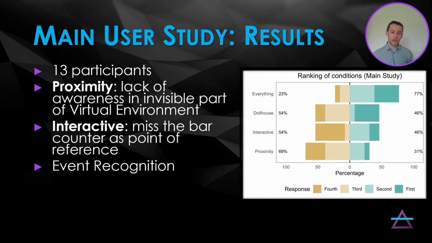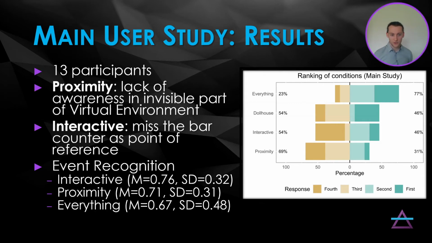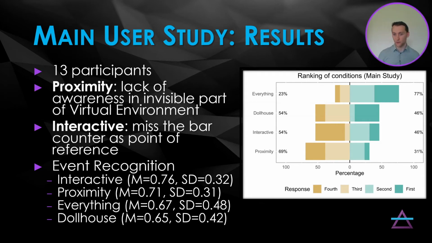Event recognition was analyzed by calculating a competence score, which is the true positive rate minus the false positive rate, where 1 is a perfect score, indicating that a participant indicated the correct events and only the correct events. There wasn't any significant difference between the techniques, with interactive scoring the highest, followed by proximity, everything, and Dollhouse scoring the lowest.